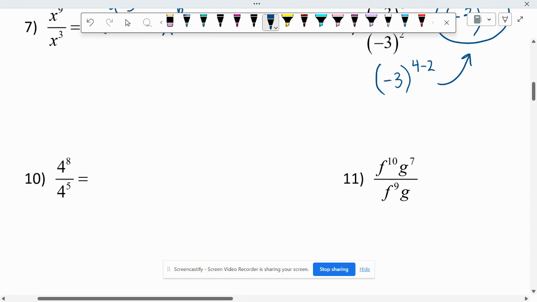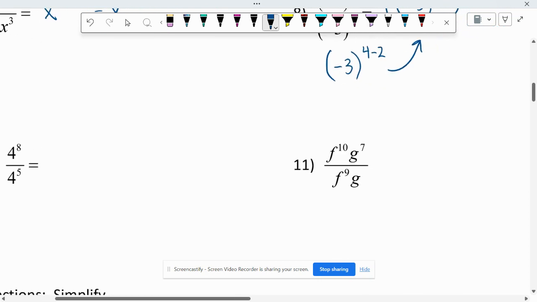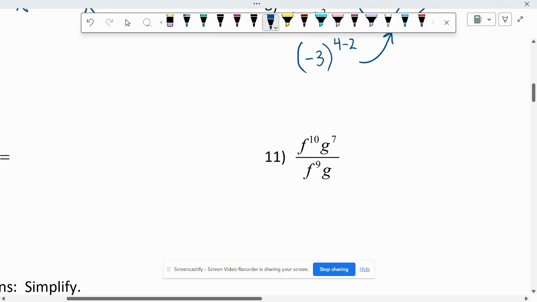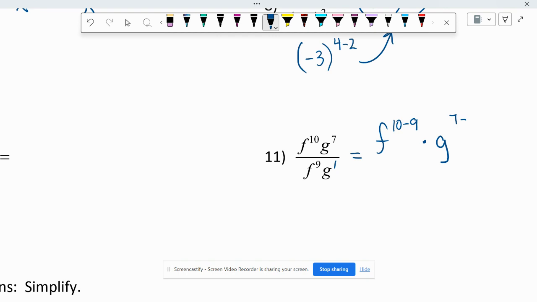I'm going to skip number 10 and I'm going to go to number 11. The filled out notes are up there so you guys can see it. I'm going to go to number 11 because, again, I want you to see that there are 2 terms that we're subtracting, 2 like bases. So when I rewrite this, I really have f to the 10 minus 9 times g to the 7 minus what? What should be on that g in the denominator? A 1. So what do I end up with? F to the what power? F to the 1st power.